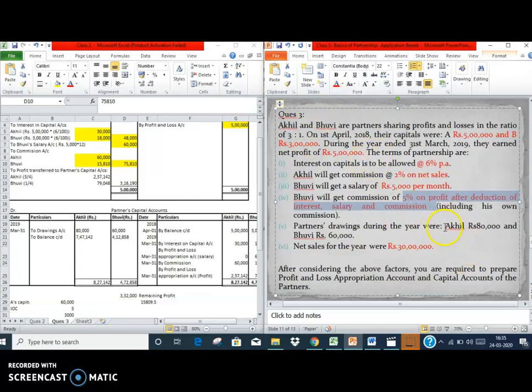Partners drawings during the year were this. So these are the drawings, and this will appear in the partners capital account. And what else have they given? That they are sharing profit in the ratio 3:1. So what will you do? This is the remaining profit.